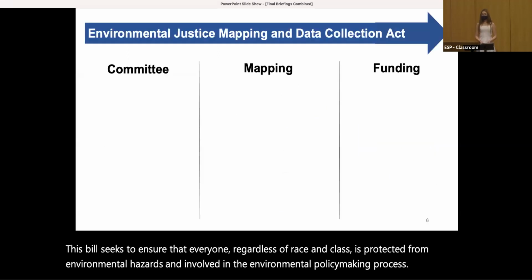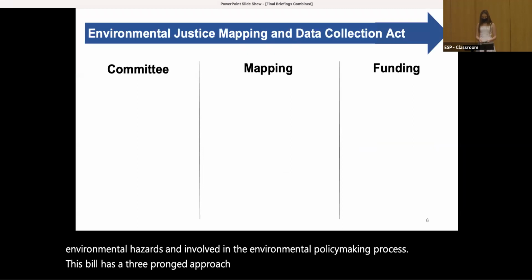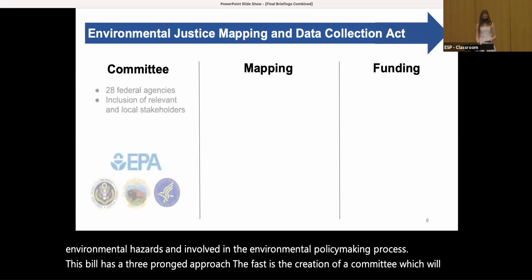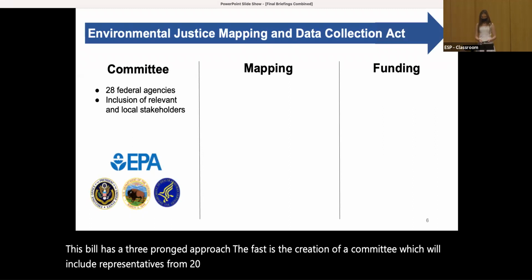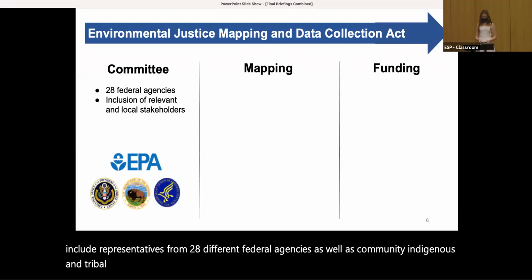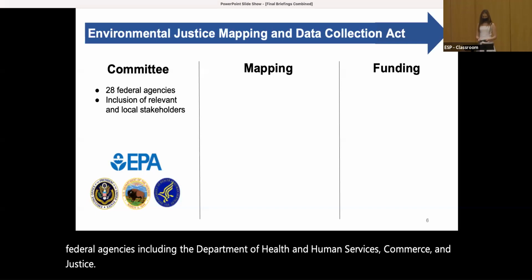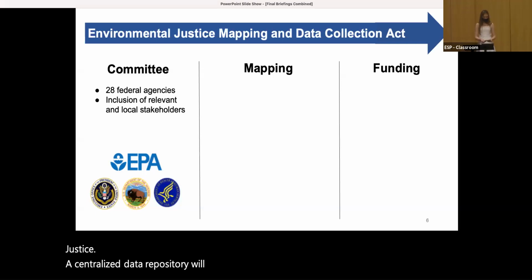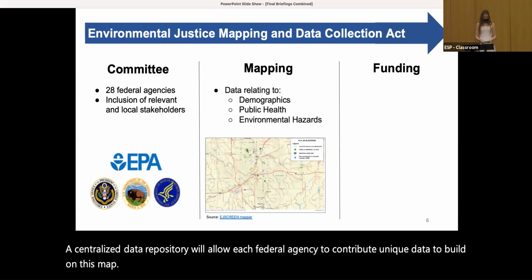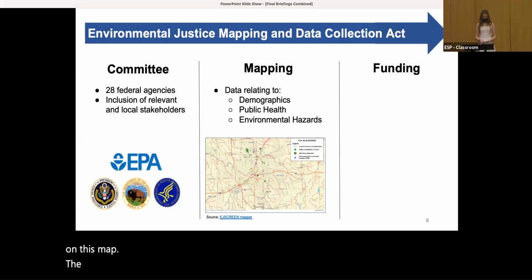This bill has a three-pronged approach. The first is the creation of a committee, which will include representatives from 28 different federal agencies, as well as community, indigenous, and tribal leaders. The committee will be led by the EPA, but will also have members from federal agencies, including the Departments of Health and Human Services, Commerce, and Justice. A centralized data repository will allow each federal agency to contribute unique data to build on this map. The data will focus on indicators of demographics, public health, and environmental hazards.